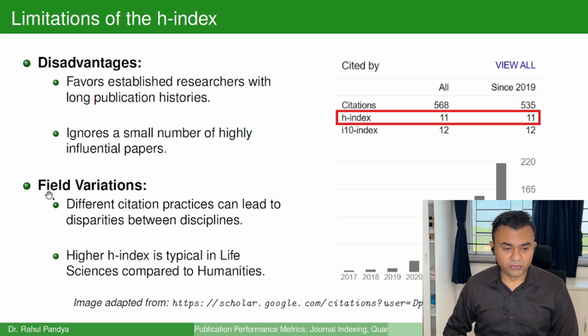There could also be a risk of field variations. Different citation practices can lead to disparities between disciplines. Different disciplines have different citation practices, and that may create some issues. A higher H index is typical in the life sciences compared to the humanities. Life sciences have higher citation counts compared to humanities. Chemistry also has a little larger citation count than engineering fields. So that's how the H index goes.